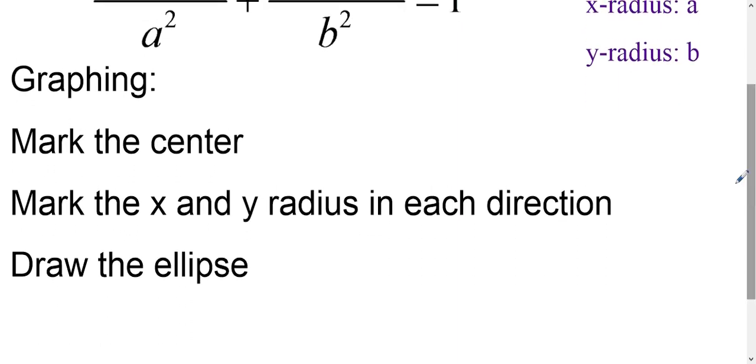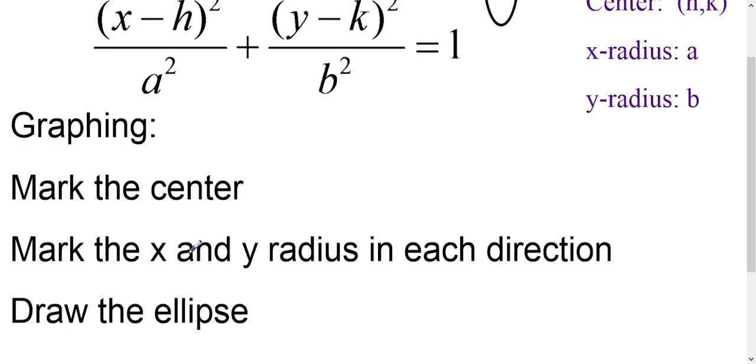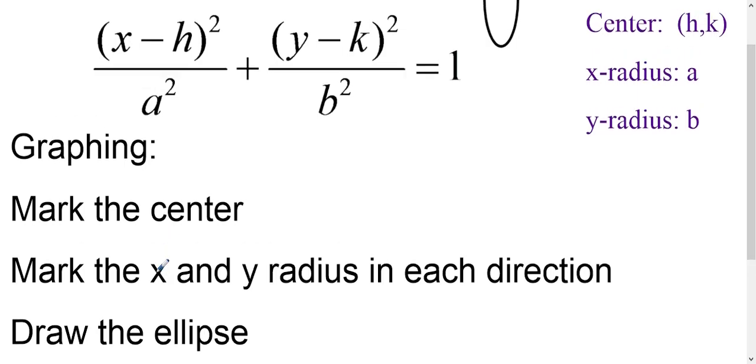So when you graph from there, it's pretty similar to circles, except you have two different measures for your radius. You'll mark the center, and then use your x radius to go left and right, and use the y radius to go up and down, and then draw the ellipse.